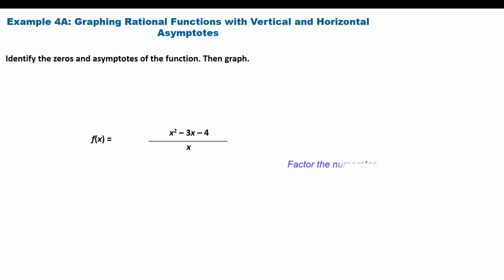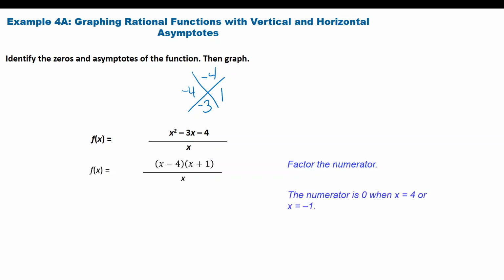The first thing we want to do when we take a look at this is factor the numerator. So remember, in order to factor our numerator, we're going to look and say what two numbers multiply together to get -4 and add together to get -3, and that's going to be -4 times 1. So our factors are (x - 4)(x + 1) over x.